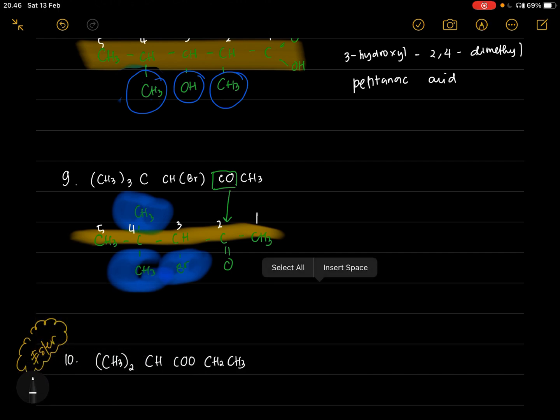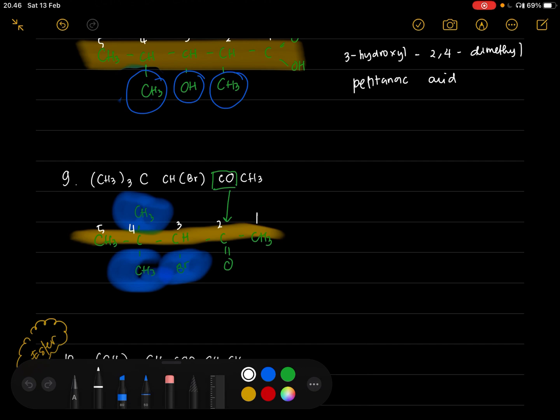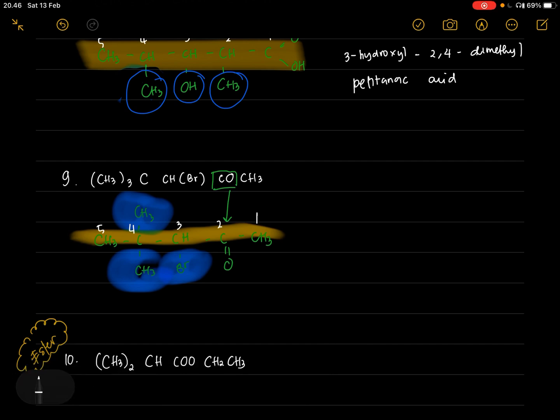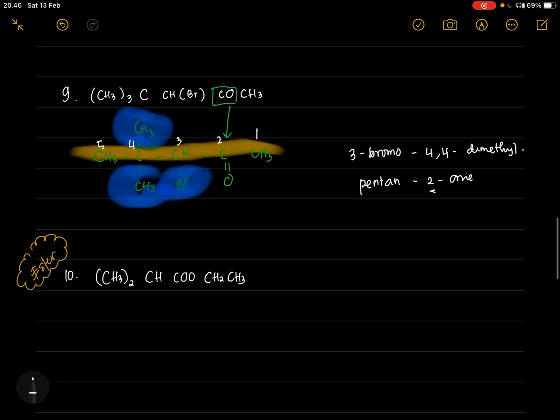Okay, then I give you the idea of the name here. It would be 3-bromo, and then 4,4-dimethyl, 5. So it will be pentan-2-one. Why is it called pentan-2-one? Why is it called the 2 here? Because the position of the carbonyl group, the C=O group, is on carbon number 2. Alright, that one is for number 9.